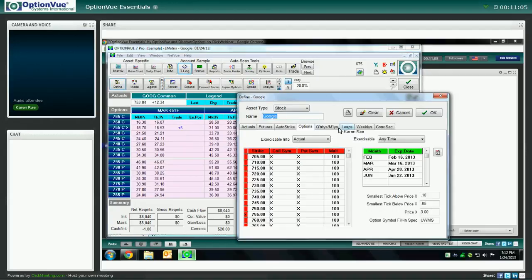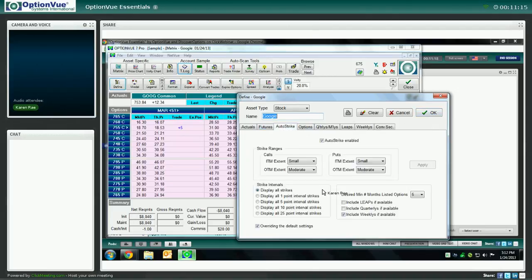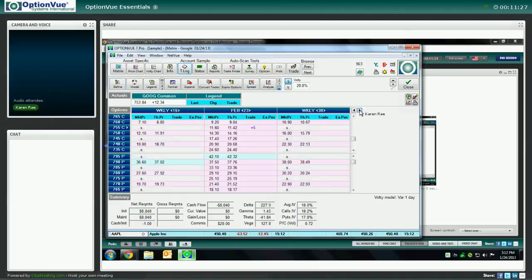If I wanted to add the weeklies, for example, I could click over to define and then weeklies, and then I would actually see them if they were defined. If I want to start defining them, I could go to define auto strike and say, I had actually included these originally, include weeklies, then hit the apply button, and then say OK, and they should appear here. So I've got the weeklies interspersed with the other months.